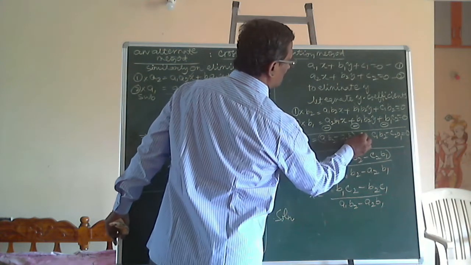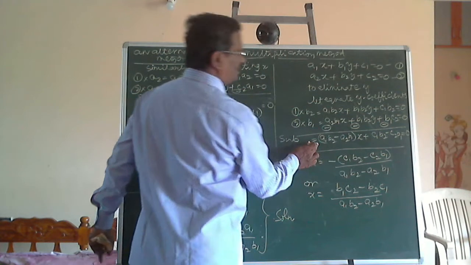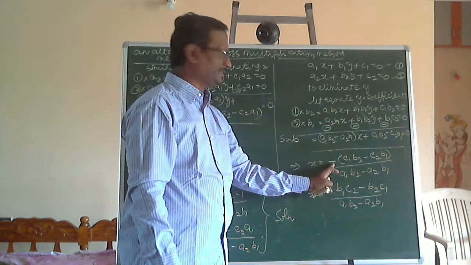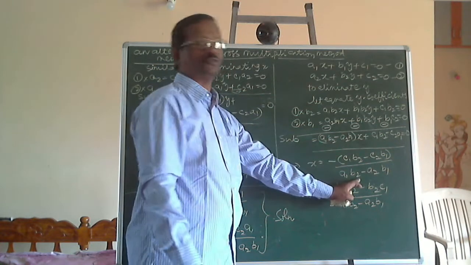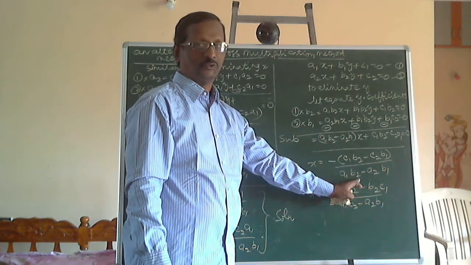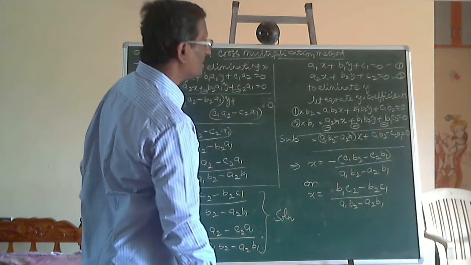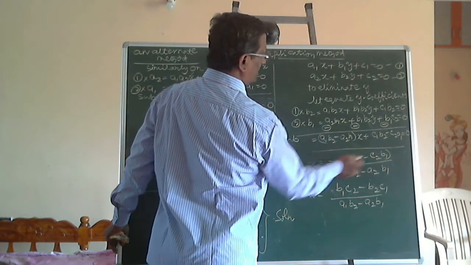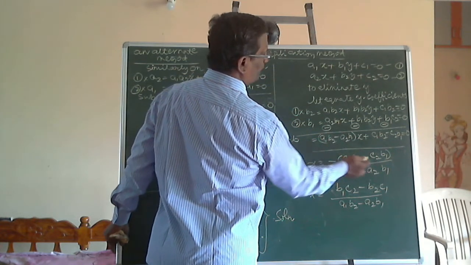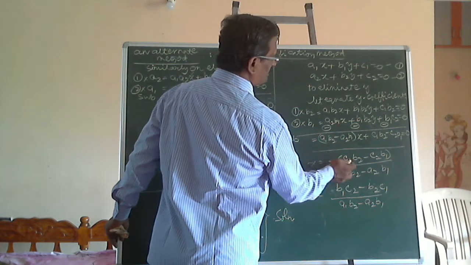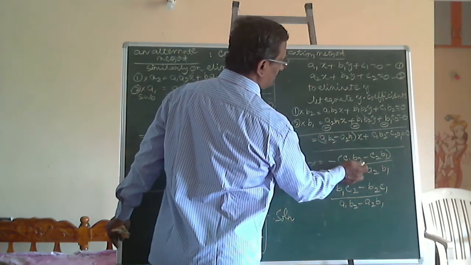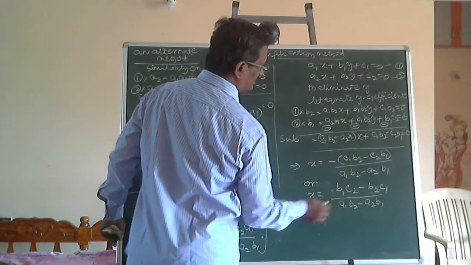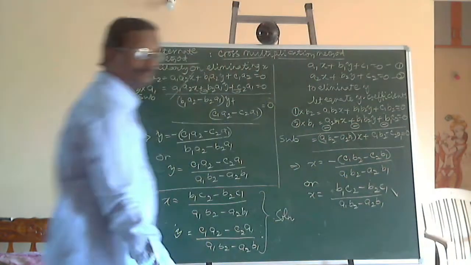Now, to get the value of x from this linear equation in one variable, the constant is shifted to the right side and becomes minus, and the x coefficient comes to the right side and takes the position of denominator. To remove this minus sign, the terms inside the bracket are multiplied by minus. Therefore, minus of c1 b2 minus c2 b1 becomes b1 c2 minus b2 c1. This is the value of x.